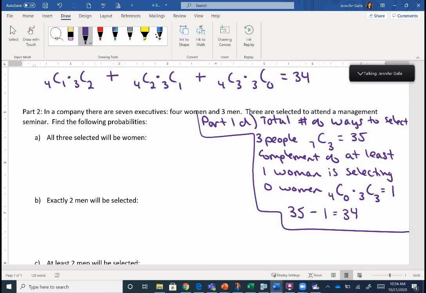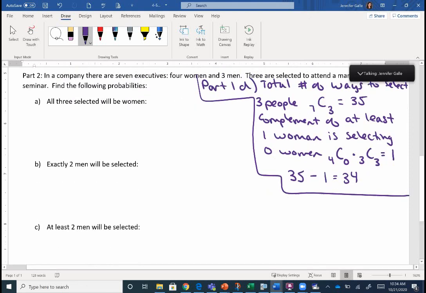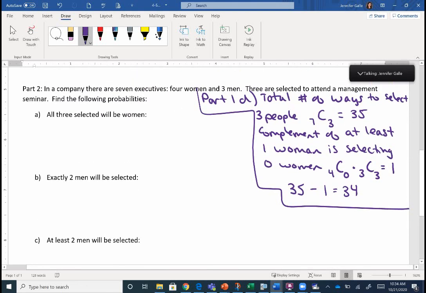So part 1, we were just finding how many ways. That's what we did yesterday. Now in part 2, I know the setups look the exact same. Yep, I just cut and paste. But now this different situation here is find the following probabilities. So now I'm no longer just interested in, hey, how many ways can this happen? Now I want to find what's the probability that this happens.